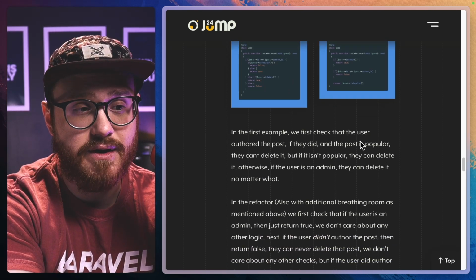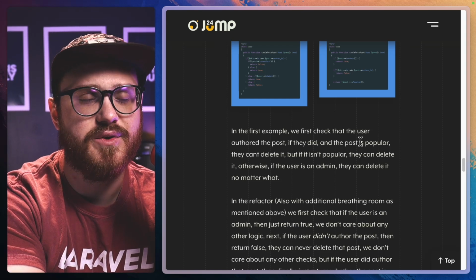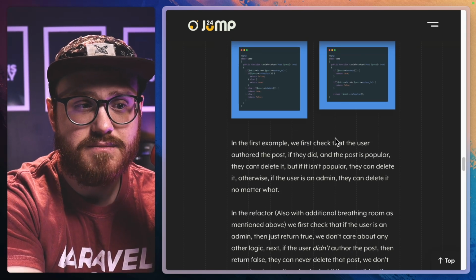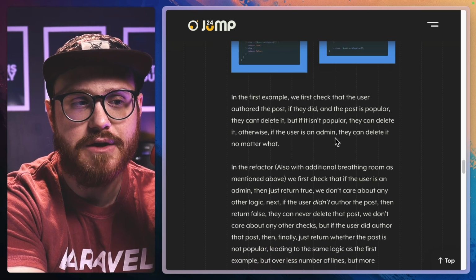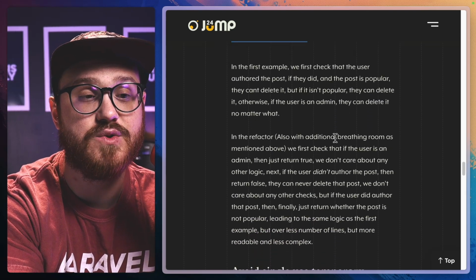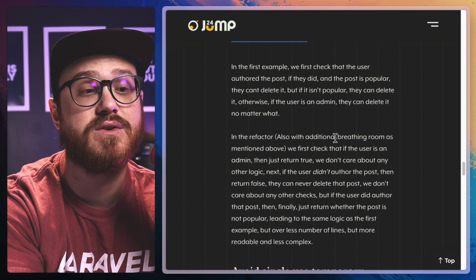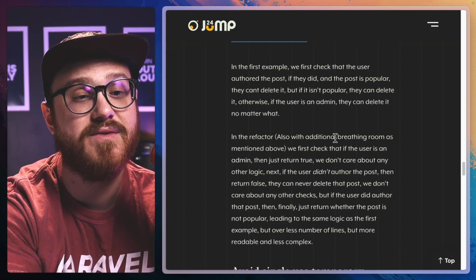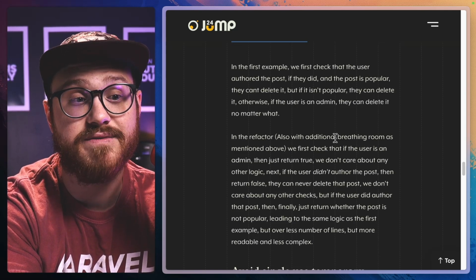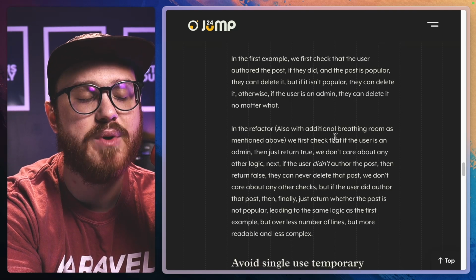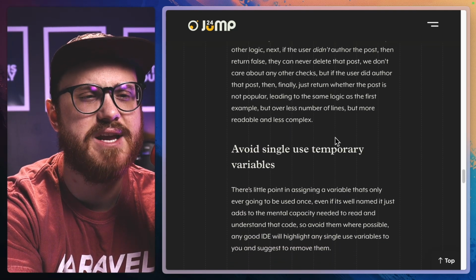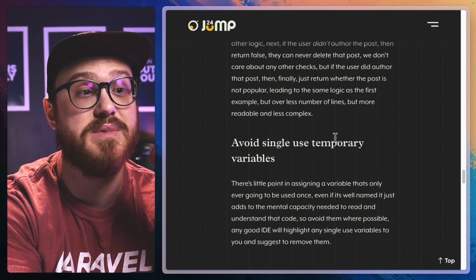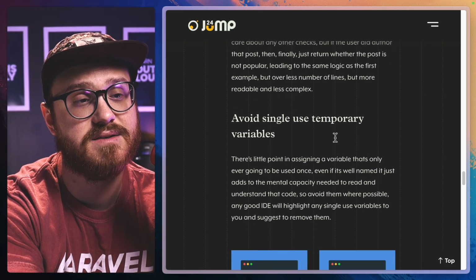In the refactor, also with additional breathing room as mentioned above, we first check that the user is an admin, then just return true. We don't care about any other logic. Next, if the user didn't author the post, then return false. They can never delete that post. We don't care about any other checks, but if the user did author that post, then finally, just return whether the post is not popular, leading to the same logic as the first example, but over fewer lines, and more readable and less complex.